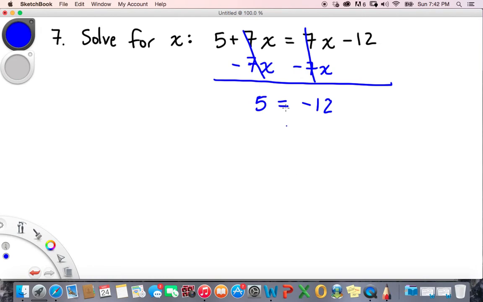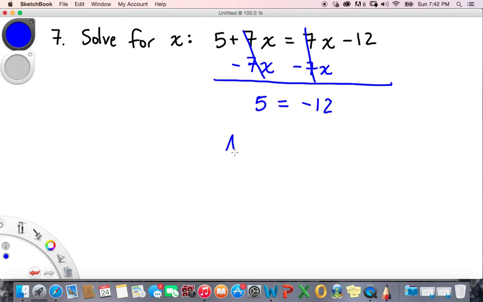And you may think, well, I did something wrong. Let me go back. Maybe I was supposed to end up with 14x here or here. But you're not. Okay? This is an interesting problem. And if you look at the result here, we get 5 equals negative 12. So think to yourself, does 5 equal negative 12? The answer is clearly no. This does not work. Okay?